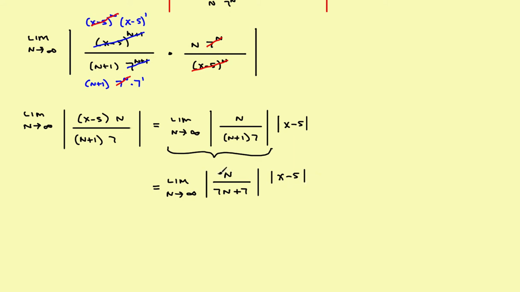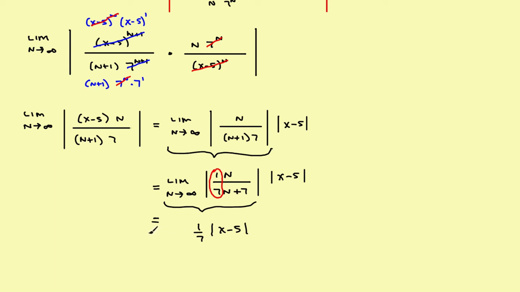Now again, you can think of this as being 1 here. And when you evaluate this limit, you might remember from your limit rules, if the power in the numerator is the same as the power in the denominator, if you take the limit as n goes to infinity, the limit just becomes the ratio of the leading coefficients. So it's going to turn into that. So this entire thing right here will just become 1/7. And then I've still got this absolute value of x minus 5.